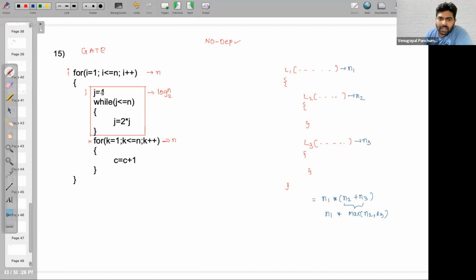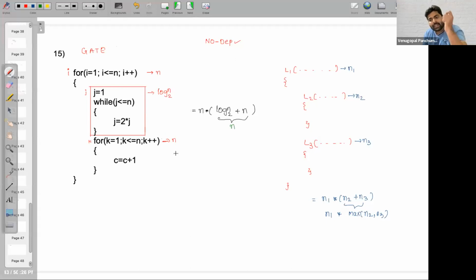Similarly here also, if you check, N into, now see the answer to this question. N into, you have to add these two because these are not nested. These are individual. So this is log n base 2 plus this is n. Now among n and log n, which is bigger, friends? Yes, n is bigger. I hope now you can find the importance of yesterday's class.